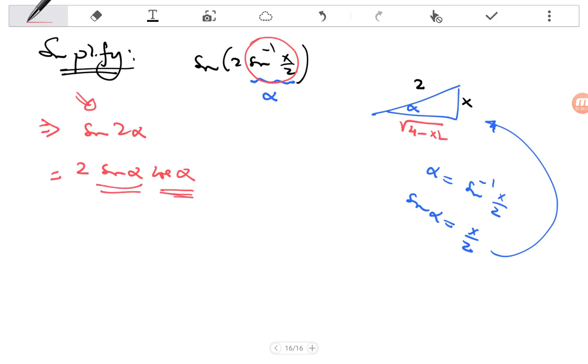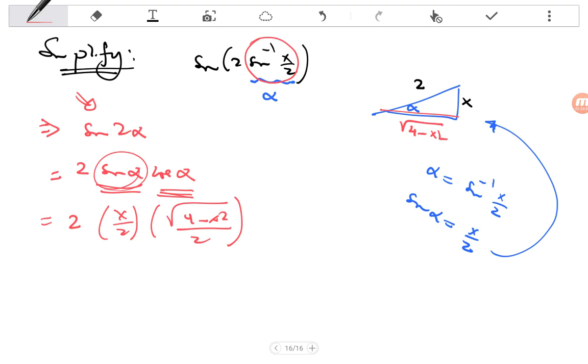Now, these trigonometric functions are with respect to alpha, and I have the triangle of alpha. So I will just take them from the triangle. Sine alpha from the triangle is equal to x over 2. And cosine alpha is equal to square root of 4 minus x squared over 2. So that is the result of that simplification. It will be equal to x root 4 minus x squared all over 2. Okay?